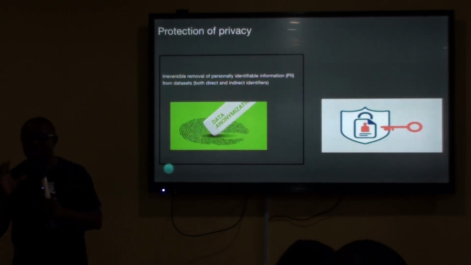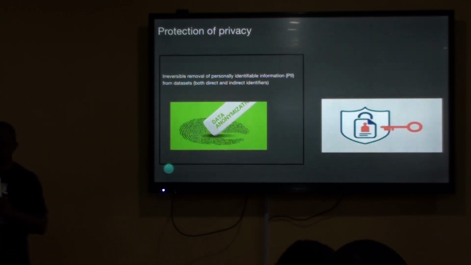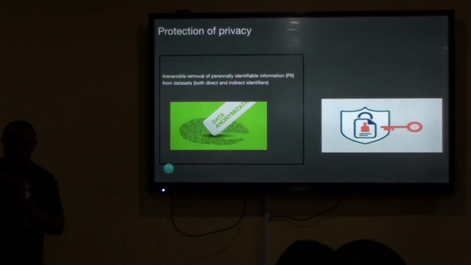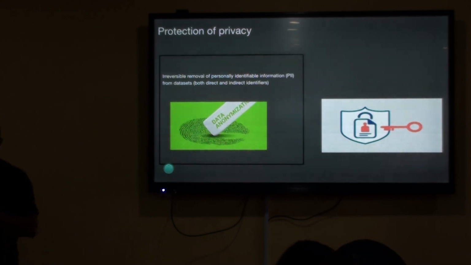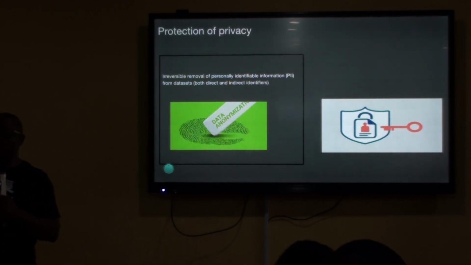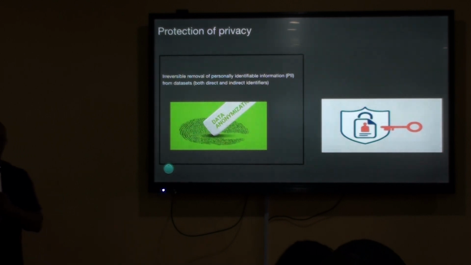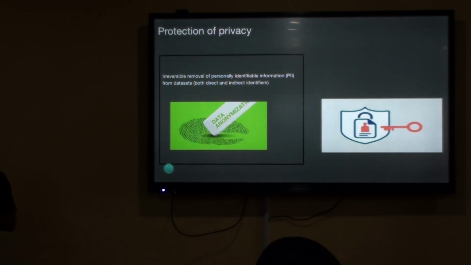So by removing the direct identifiers, that's easy, and the names. The indirect identifiers will be the brain prints, right? If you remove the brain prints from the image, do you feel it's still useful for research? It's not. So that means it's practically impossible to anonymize MRI for research, right?